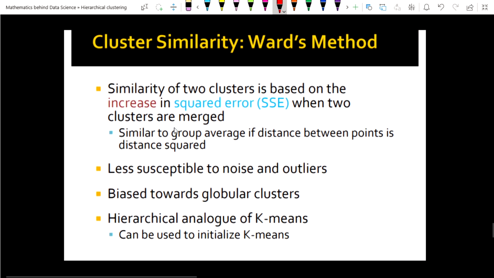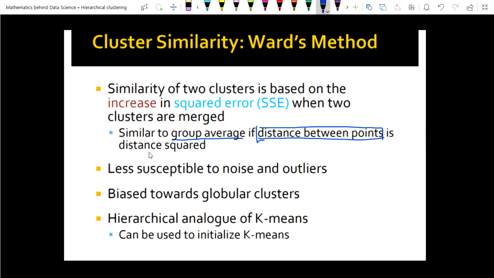Now there is another kind of clustering technique, which we call Ward's method. Ward's method is similar to the average, but it has a difference. In group average, if you remember, we used the distances between the points.